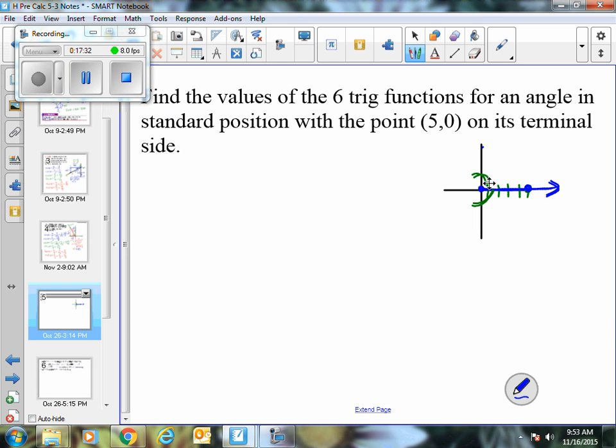You could be at 90 degrees. That would just mean the x is 0. So you can definitely have angles that end up on the axes. We have to be able to deal with those too. The goofy thing is, it doesn't really look like a triangle anymore, does it?